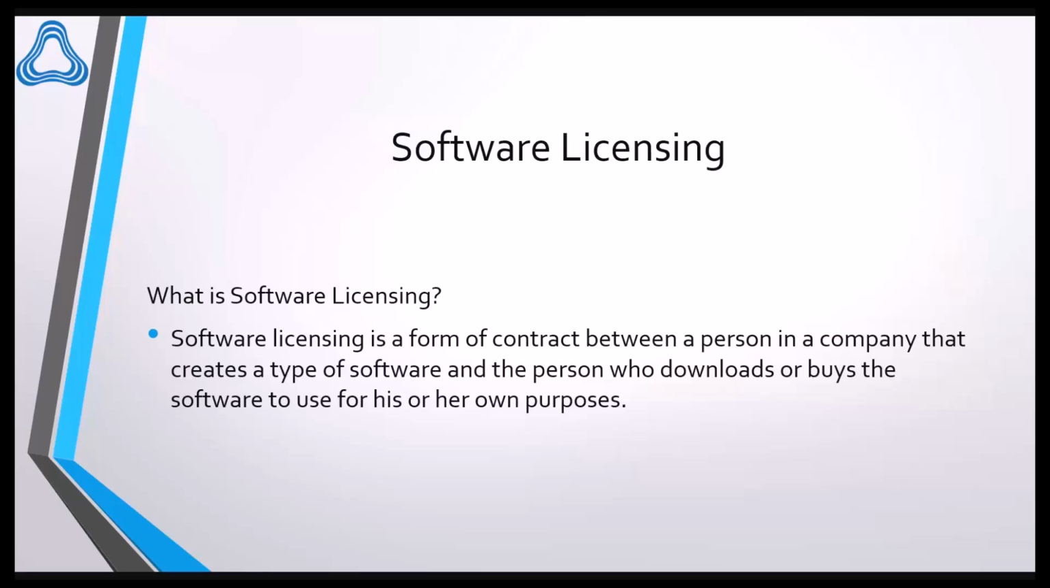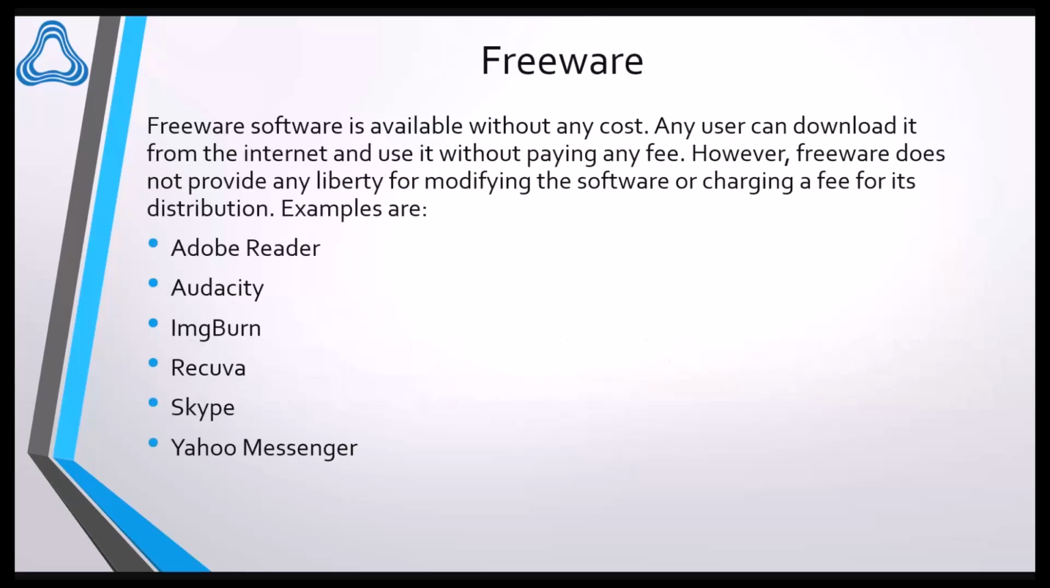Now, we have different types of licenses. So we have freeware. Freeware software is available without any cost, and any user can download it from the internet and use it without paying any fee. However, freeware does not provide any liberty to modify the software or charge a fee for its distribution. Examples are Adobe Reader. We have two versions: the professional version, which you have to pay for, and Adobe Reader, which you can download for free. We also have Audacity, ImageBurn, Recuva, Skype, and Yahoo Messenger.